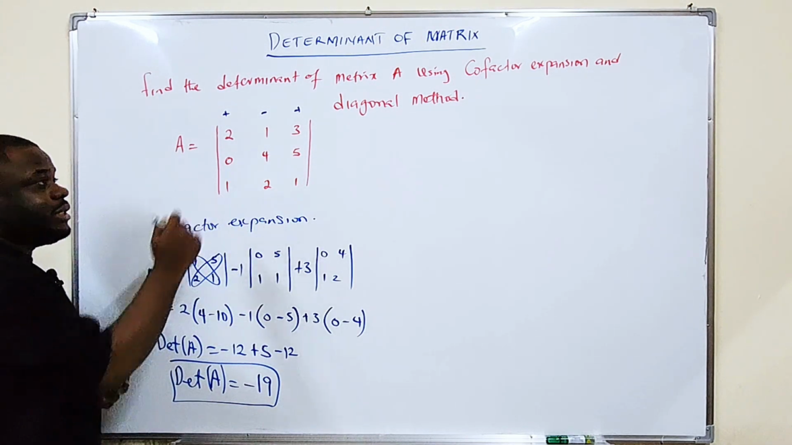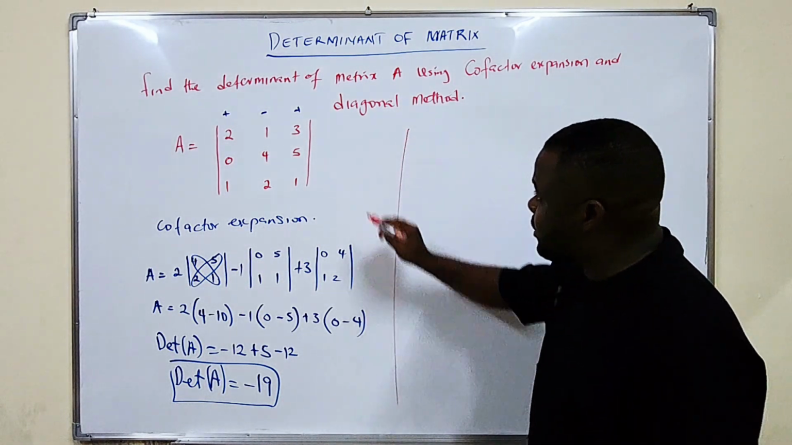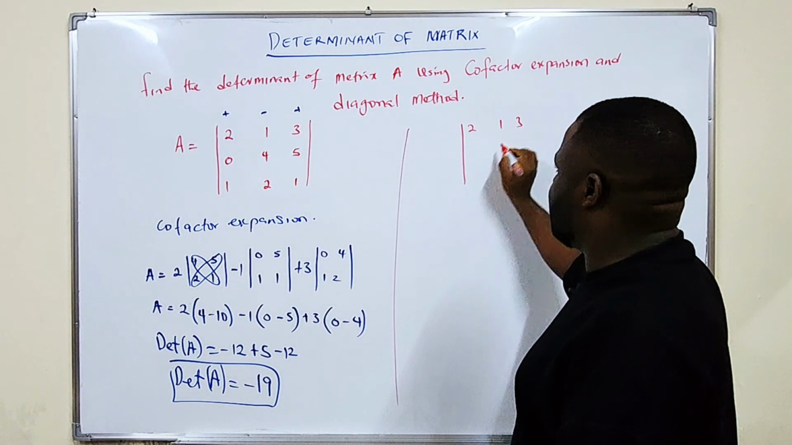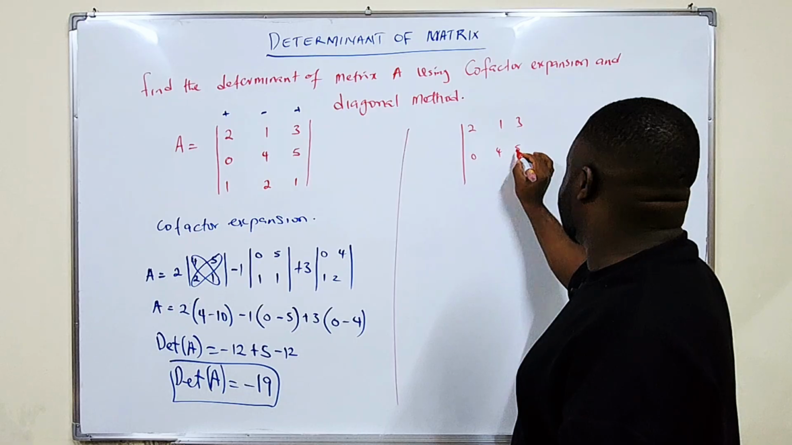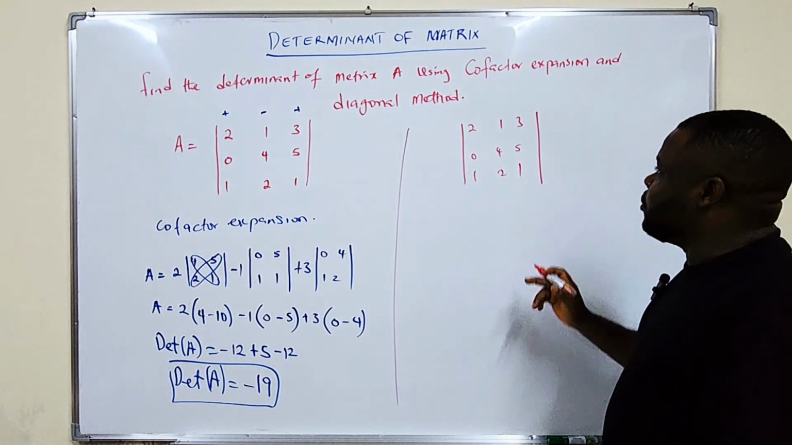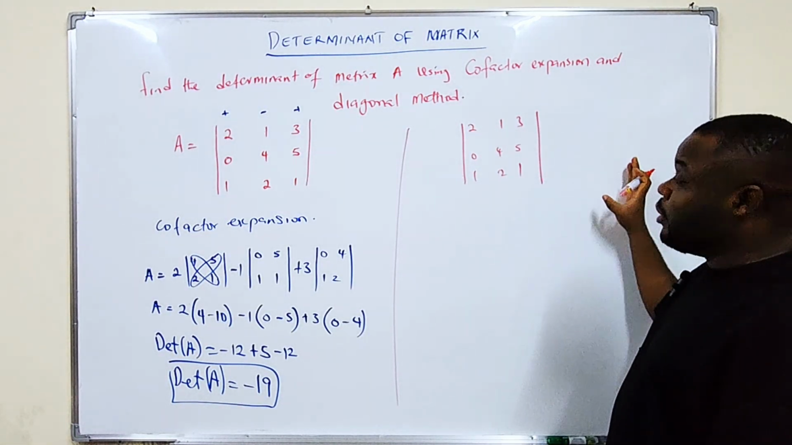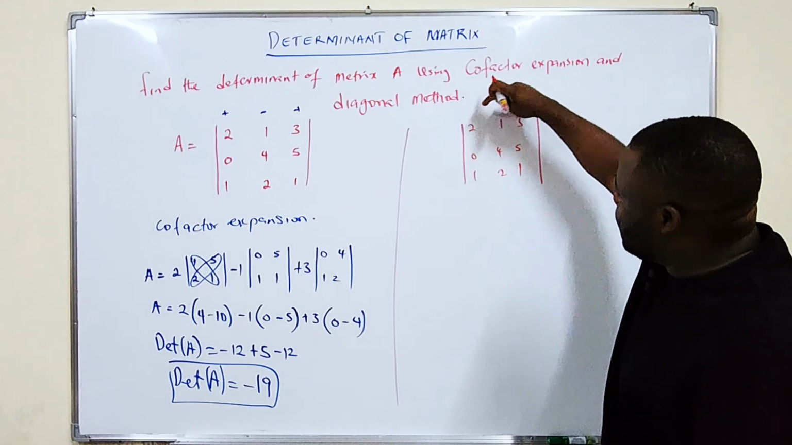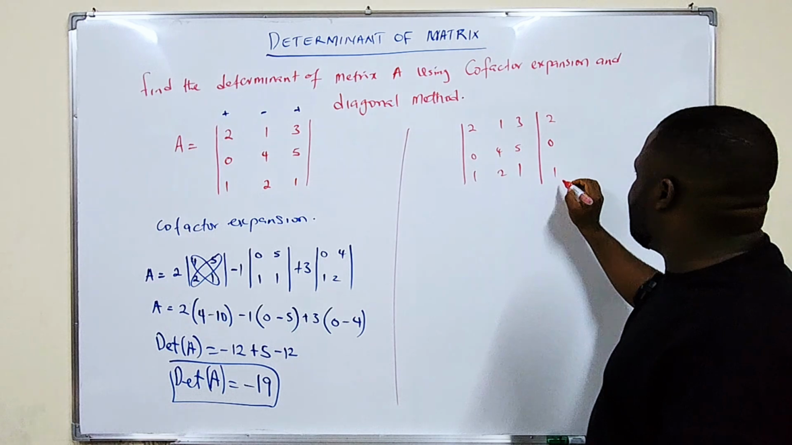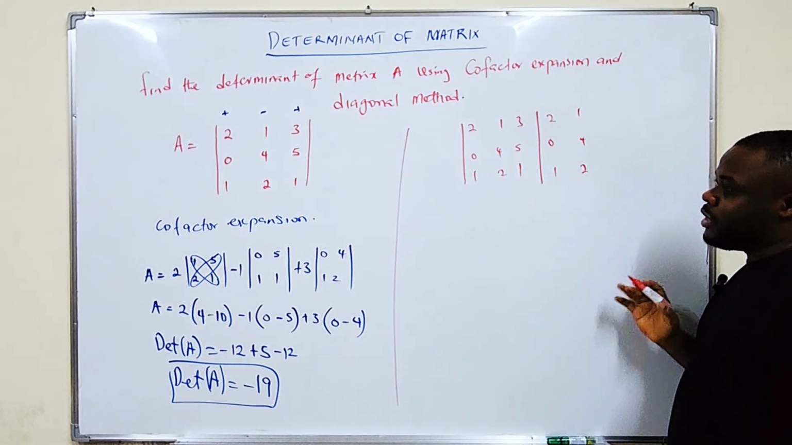So now let's talk about the diagonal method. For the diagonal method, I'm going to write the matrix. So we have 2, 1, 3, 0, 4, 5, 1, 2, 1. For us to use the diagonal method, we just have to repeat the first and second column on the right hand side. Remember, it's only the first and second column. So what will that give us? That will give us 2, 0, 1, 1, 4, 2. All right, so that is what we are going to do.